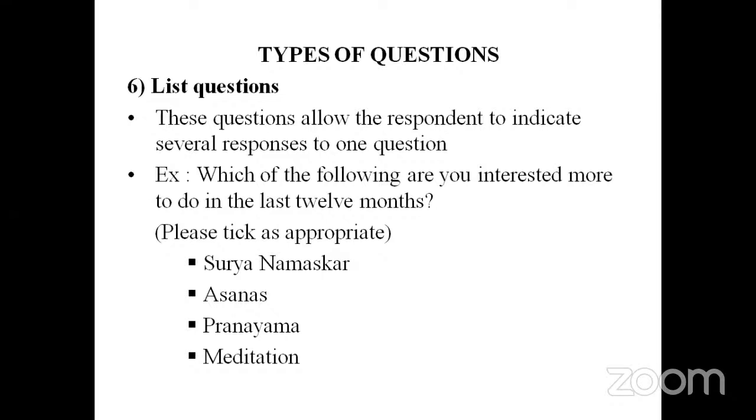Very good. Well done. And let us come to the next question, that is list questions. Another type. These questions allow the respondent to indicate several responses to one question. Which of the following are you interested more to do in the last 12 months? You have to tick. Surya Namaskar. Some will like Surya Namaskar. Some will like asanas. Some will give more preference to pranayama.